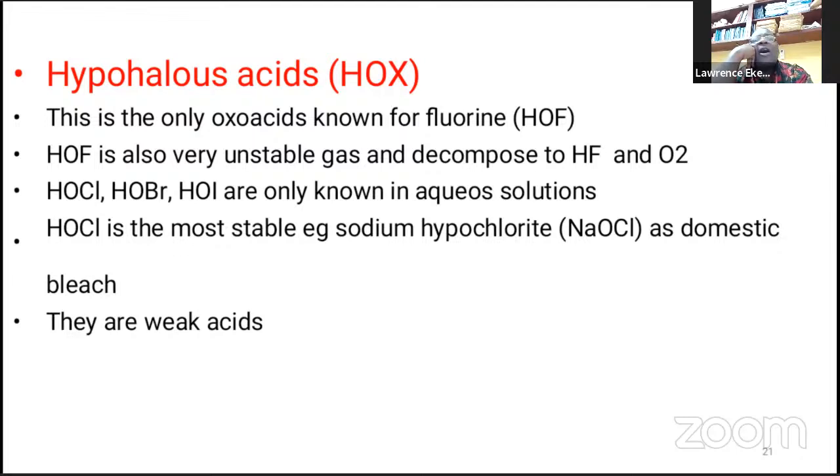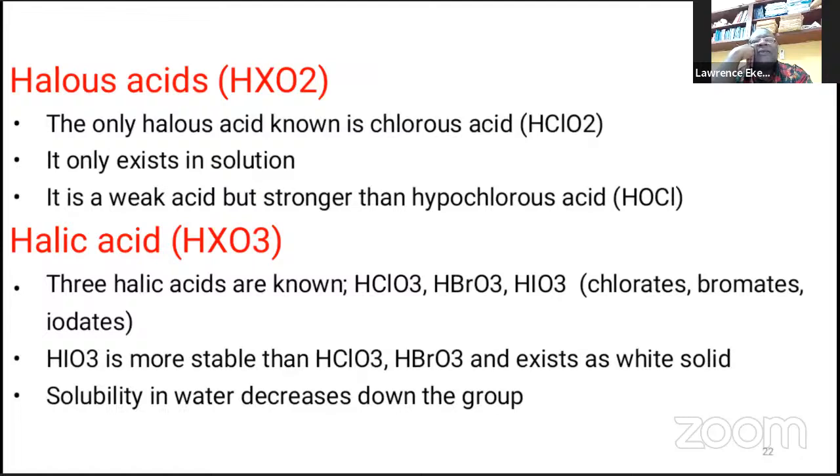And so all the hypohalous acids, including the bleach, are weak acids. They are very weak acids. In oxidation state +2 of the oxyacids, the only known oxyacid is the halous acid of chlorine, chlorous acid. It exists in solution and it's a weak acid, but it is stronger than hypochlorous acid. It is stronger than the bleach that we know of.